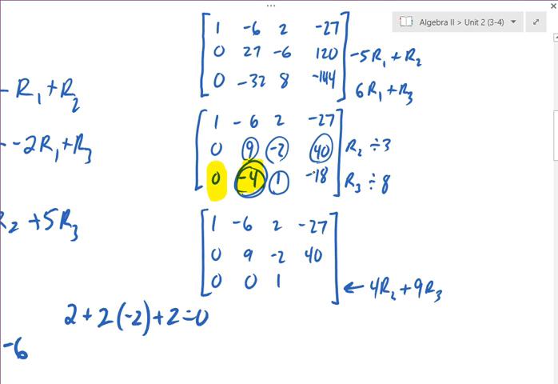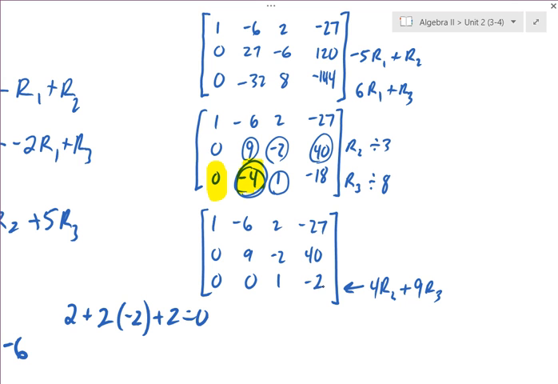How about 40 times 4? You might need a calculator for this. 40 times 4 minus 9 times 18. It is negative 2. Okay? Now the bottom row looks great because we have a 1 and 2 zeros, which is what we want.